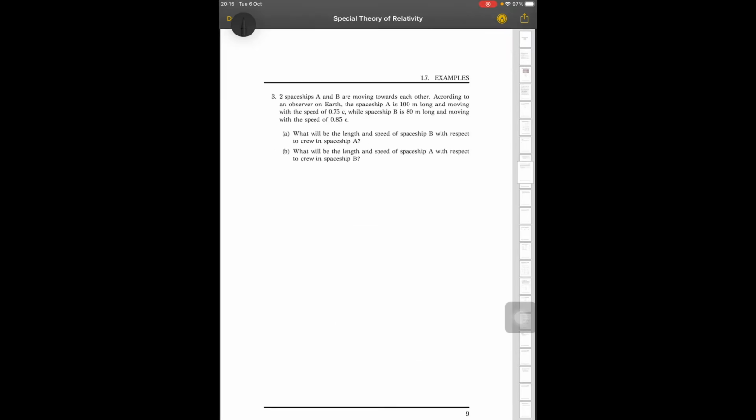Moving on to question 3. Two spaceships A and B are moving towards each other. According to an observer on Earth, the spaceship A is 100 meters long and moving with a speed of 0.75 c, while spaceship B is 80 meters long and moving with a speed of 0.85 c. Part A. What will be the length and speed of spaceship B with respect to crew in spaceship A? And B. What will be the length and speed of spaceship A with respect to crew in spaceship B? Pause the video now if you want to try the question on your own.